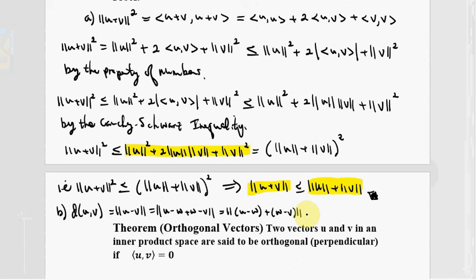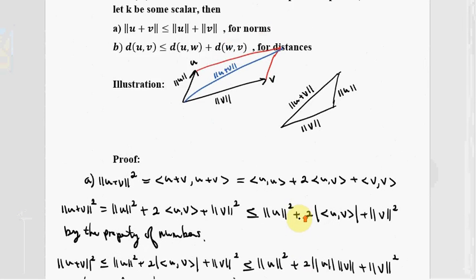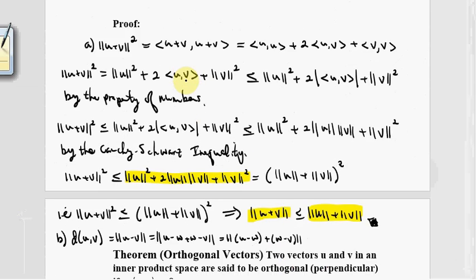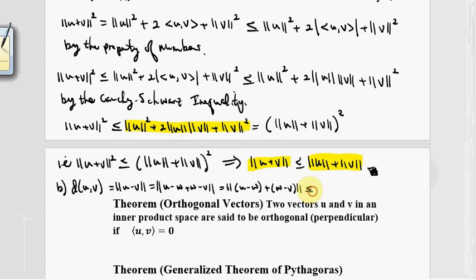But I'm about to make a jump because I'm going to use the triangle inequality for norms. Since I just proved part A, I can use part A to prove part B. I'm going to use the triangle inequality for norms to justify this next statement, that this is less than or equal to the norm of u minus w plus the norm of w minus v, by the triangle inequality of norms. See that?